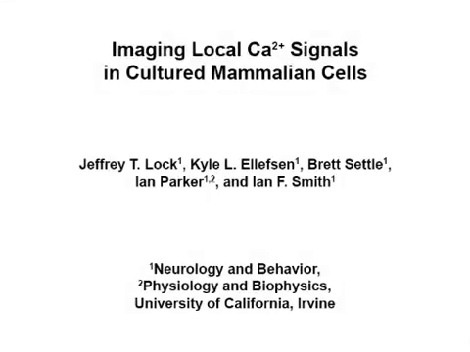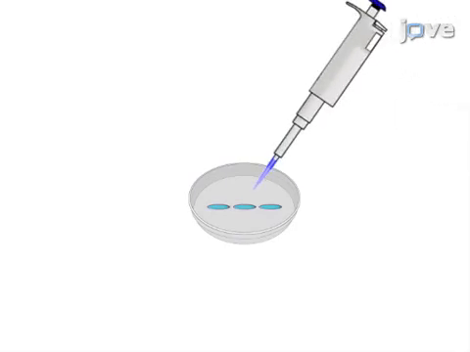The overall goal of this procedure is to demonstrate the acquisition, detection, and analysis of local IP3-mediated calcium signals in intact mammalian cells using camera-based imaging. This is accomplished by first culturing the cells onto glass-bottom cover dishes and loading them with the cell membrane-permeable forms of the fluorescent calcium indicator Cal520 and caged IP3.